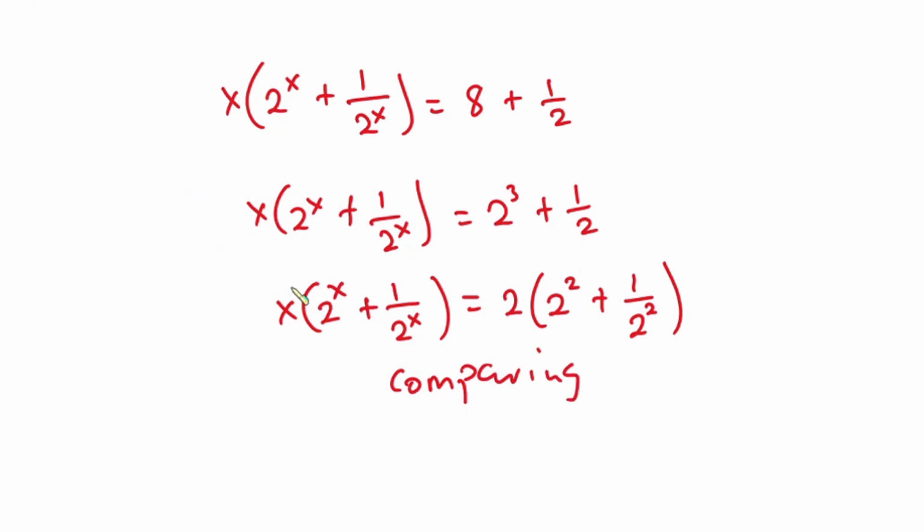you can see that this x is the same as this 2 over here. Then this 2 to the power x is the same as 2 to the power 2 here. Then this whole thing is the same as what is here. Okay, so straight away you can see that x is equal to 2. And this is our final answer.